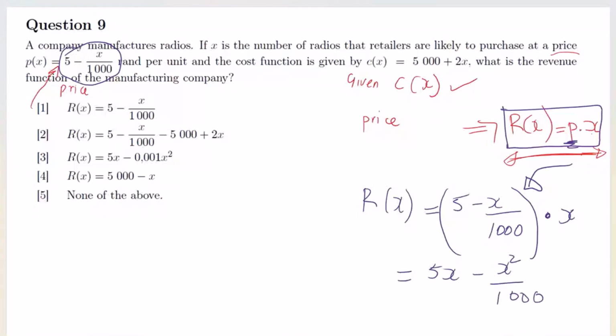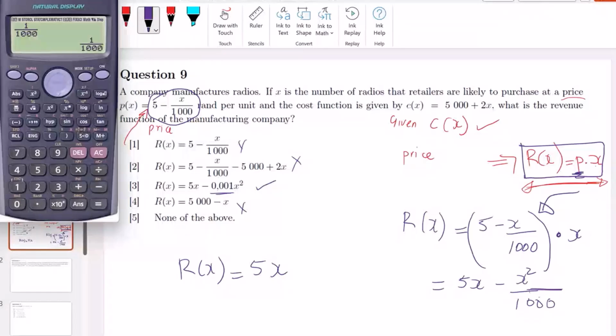Okay, so you can rewrite this thing. This thing has been turned to this 1 over 1,000 as a decimal number. So the revenue is going to be 5X. If your answer is not written in that form, you can just go into your calculator and say 1 divided by 1,000, equal to, and I want it written as a decimal number.